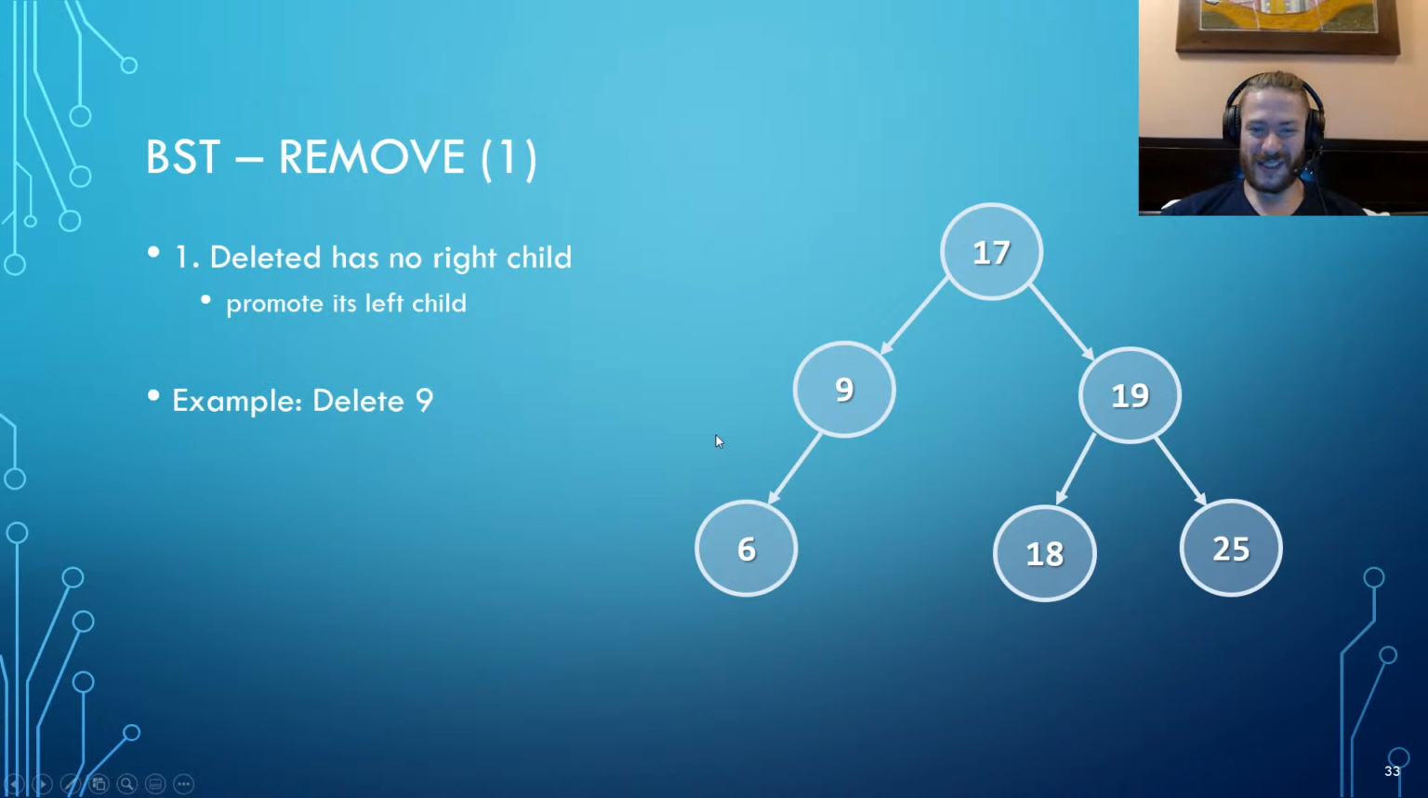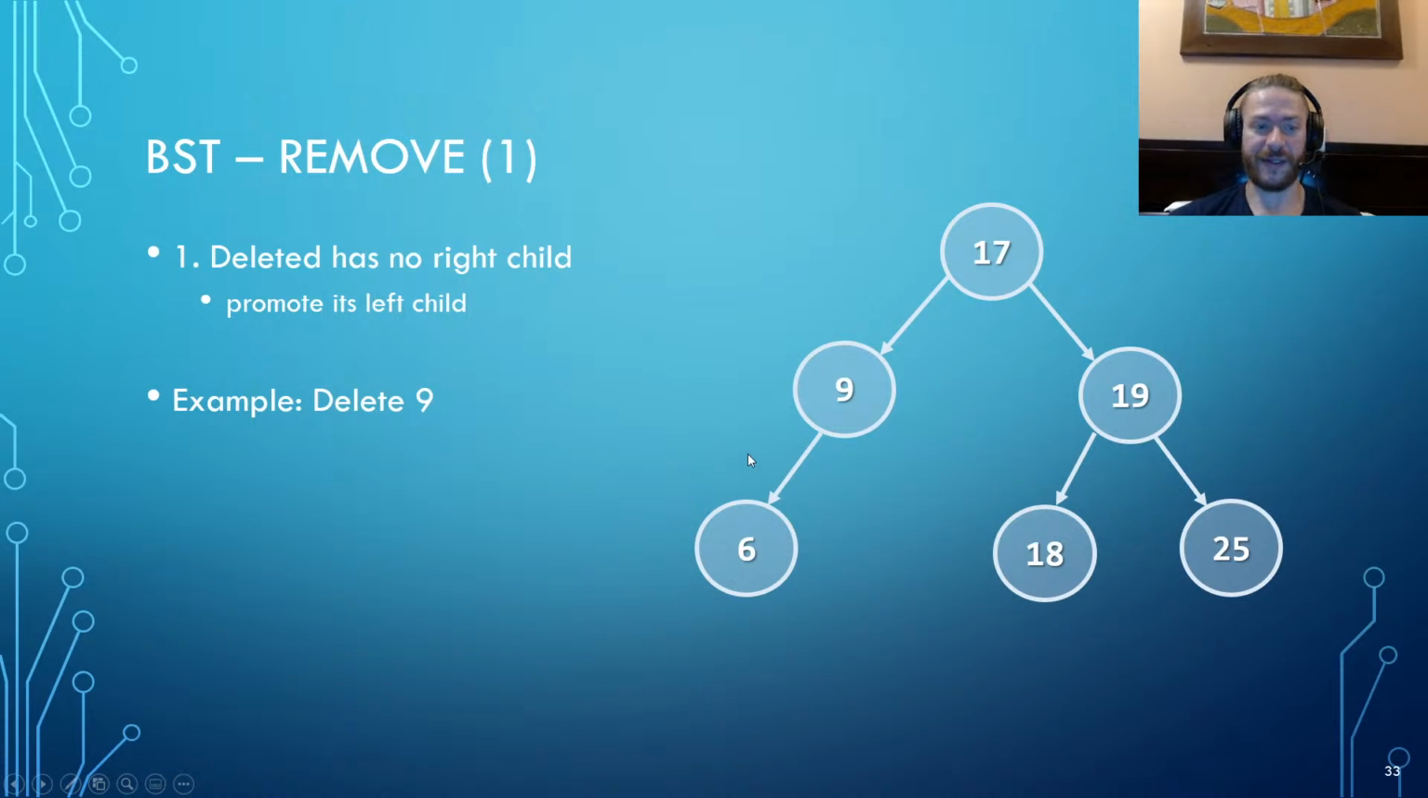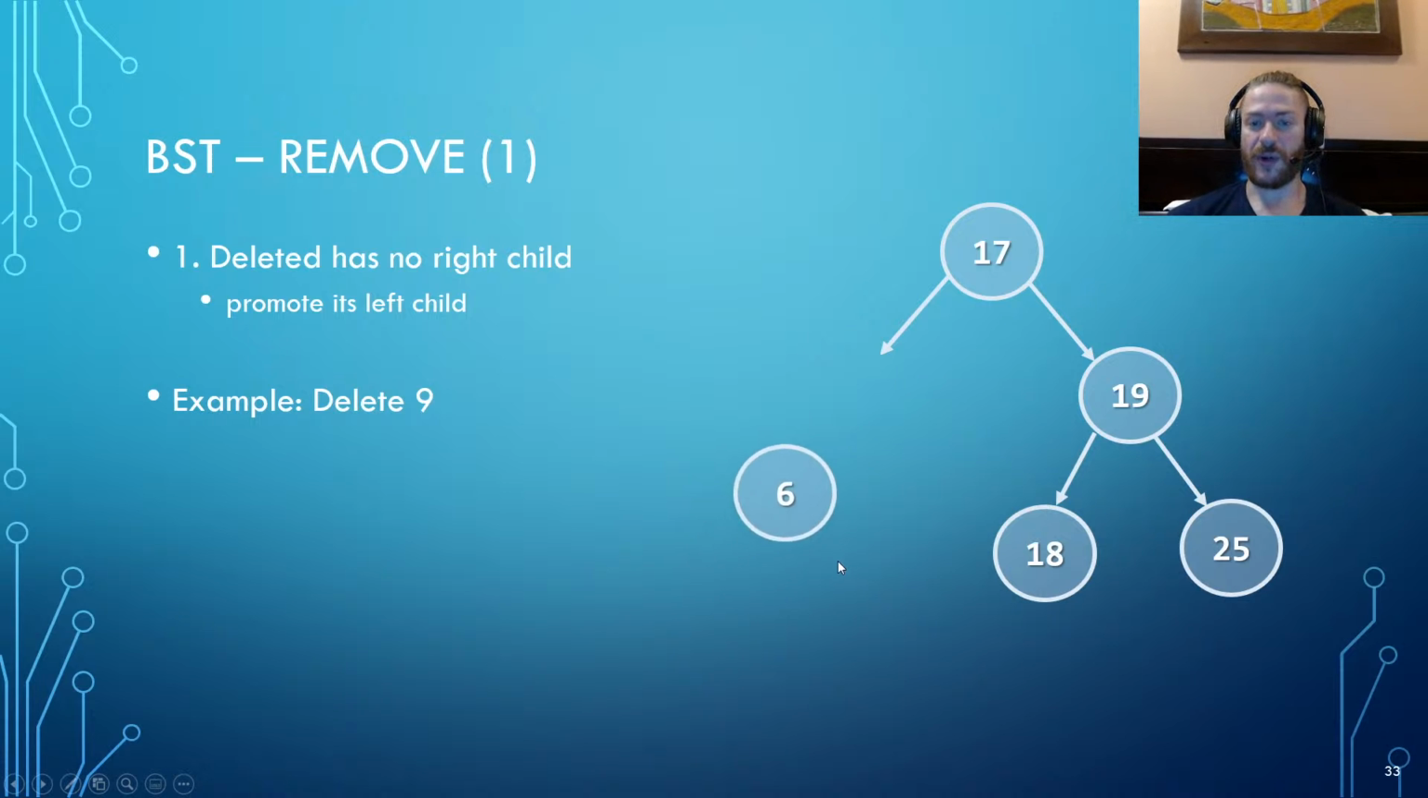So, for example, let's delete 9. If we want to delete 9, if the deleted item doesn't have a right child, we promote the left one. We just promote it here and put the left one here. This is what will happen. Done. Still, the tree is in order.